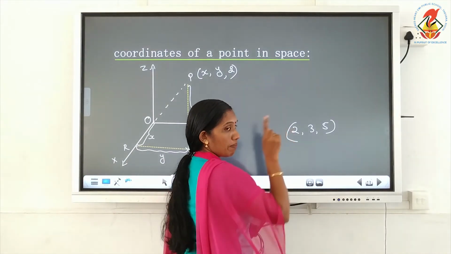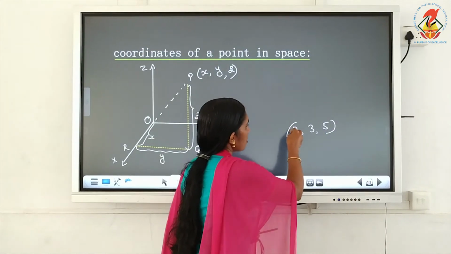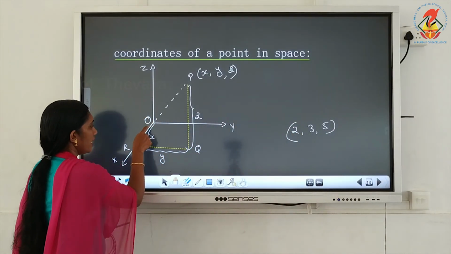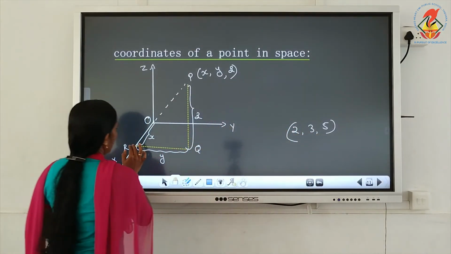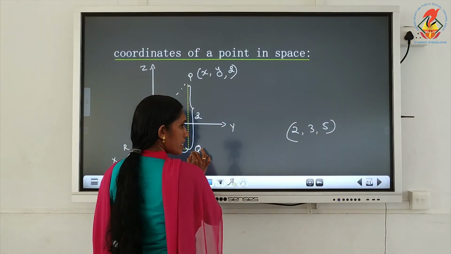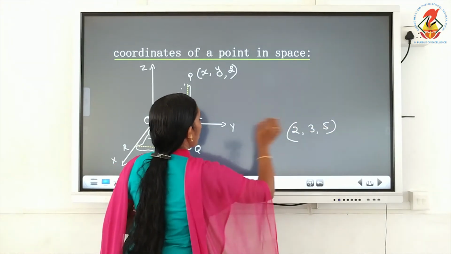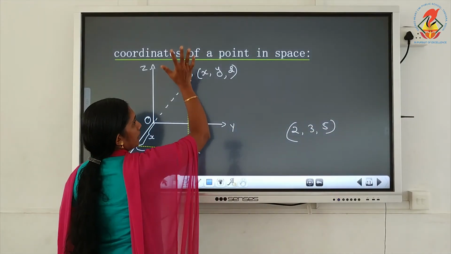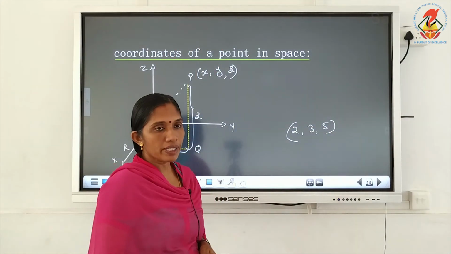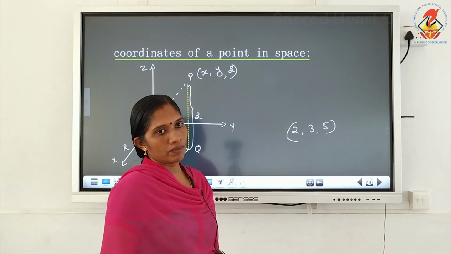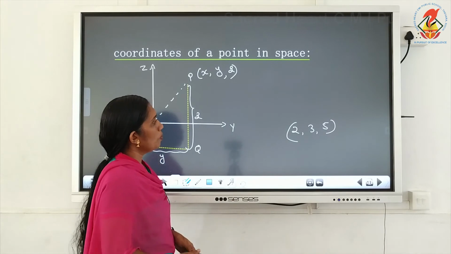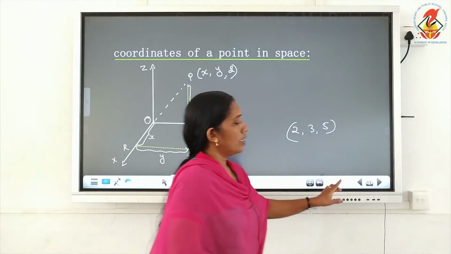If this first number is negative 2, take the opposite direction. If it is positive 2, in the same way you have to take 2 units here. Then 3 units in the xy plane. Then for the z coordinate, take 5 units. Then where it ends, that is the point 2, 3, 5. Okay. So I hope all of you understood.